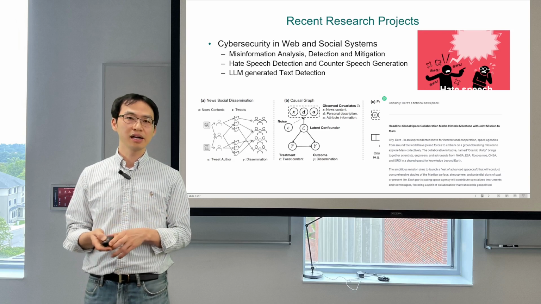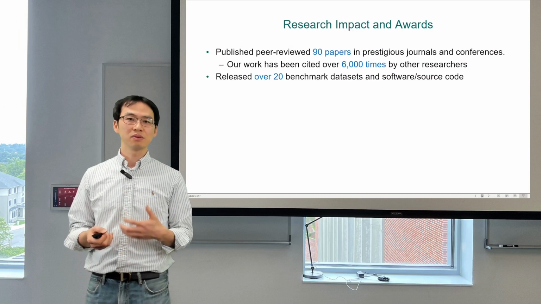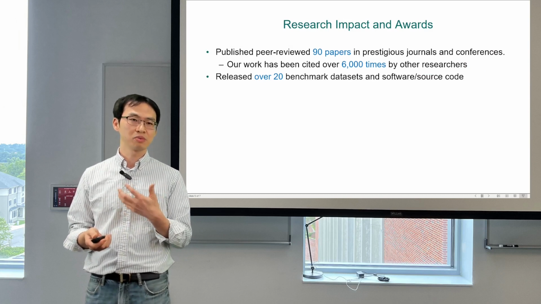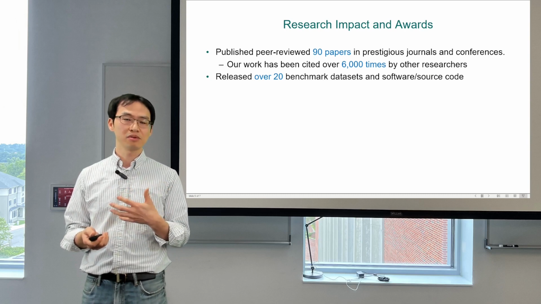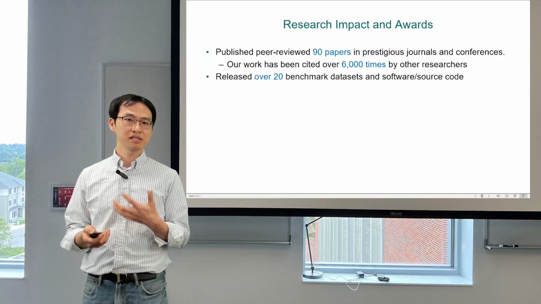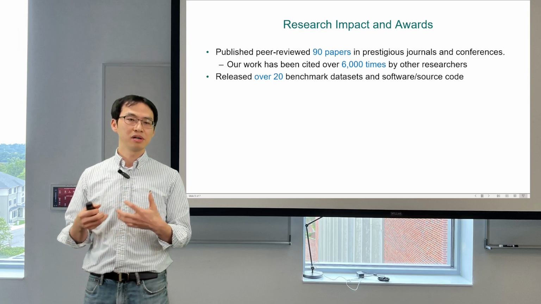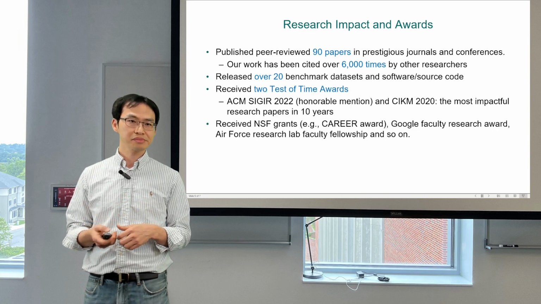Okay, so those are highlights of our research projects. And this slide shows what my research group has been doing in terms of impact and what awards we received. We have published over 90 peer-reviewed research papers in various venues, and our work has been cited over 6,000 times by other researchers. And as part of our research outcomes, we also released over 20 benchmark datasets, software, and source code.